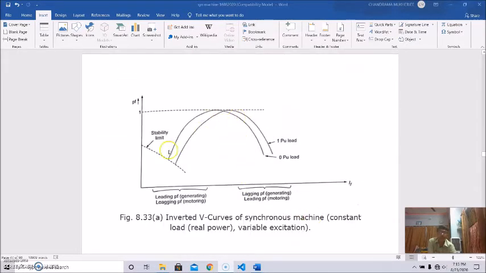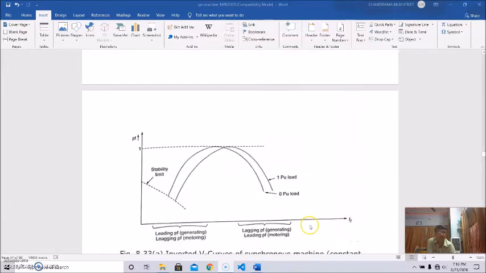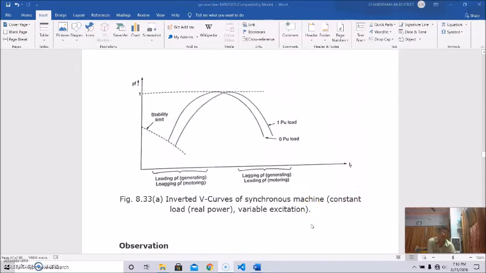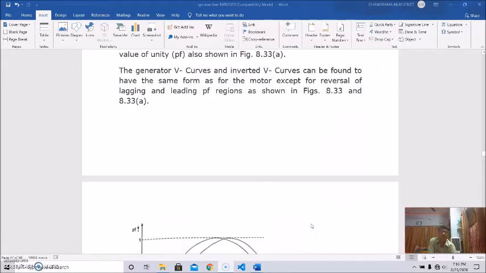So this is the stability limit, 1 per unit load and 0 per unit load. This is for the leading power factor for generating, and this is for the lagging power factor for generating machines. This is lagging power factor for motoring, and this is leading power factor for motoring. This is the power factor versus IF plot. So these are inverted V curves for synchronous machines at constant real power load and variable excitations.